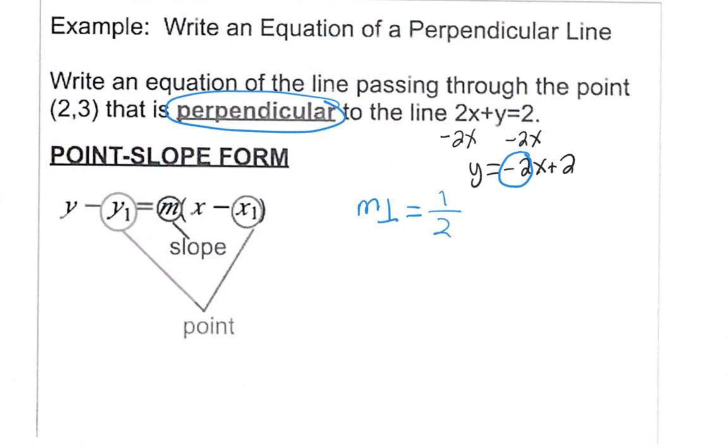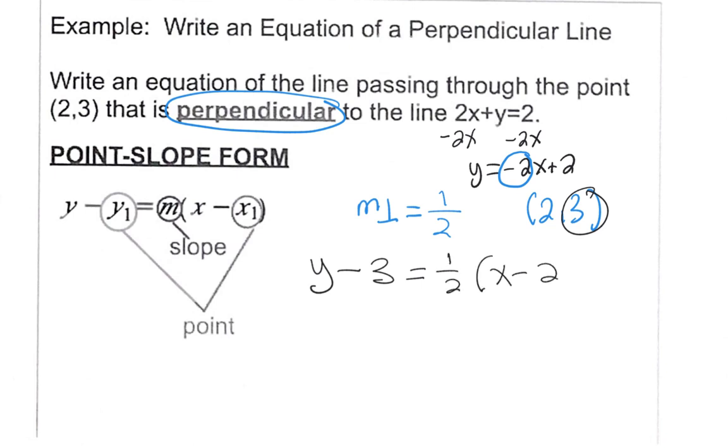And then our point, like we already said, was (2, 3). And then we just plug these into our point-slope form. So y minus our y, which is 3, equals our slope, which is 1/2, parenthesis x minus our x, which is 2. And then we just have to simplify it into y equals mx plus b form.